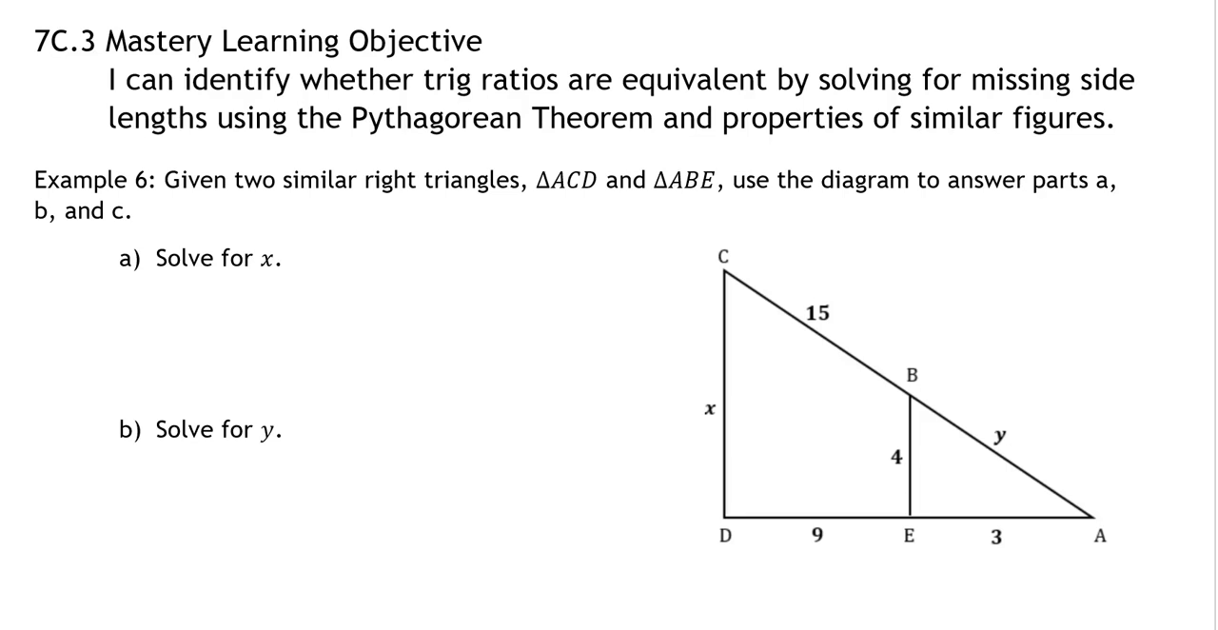Alright guys, we're looking at 7C.3. I can identify whether trig ratios are equivalent by solving for missing side lengths using Pythagorean's theorem and properties of similar figures. So looking at example 6, which I'm not starting with example 6.